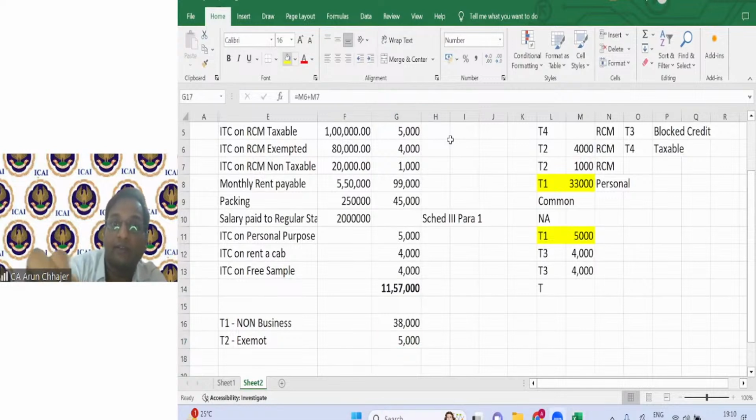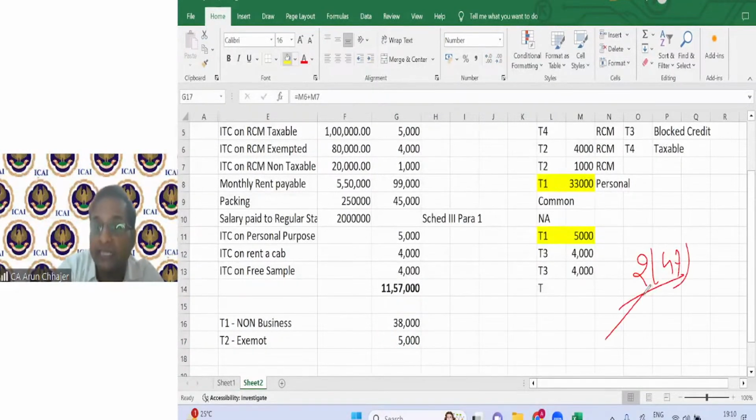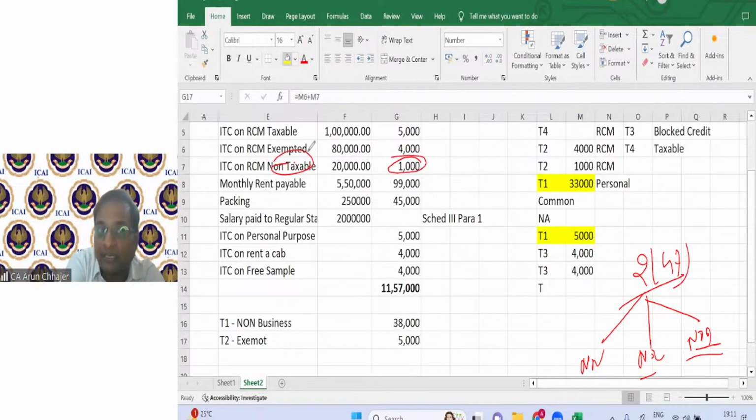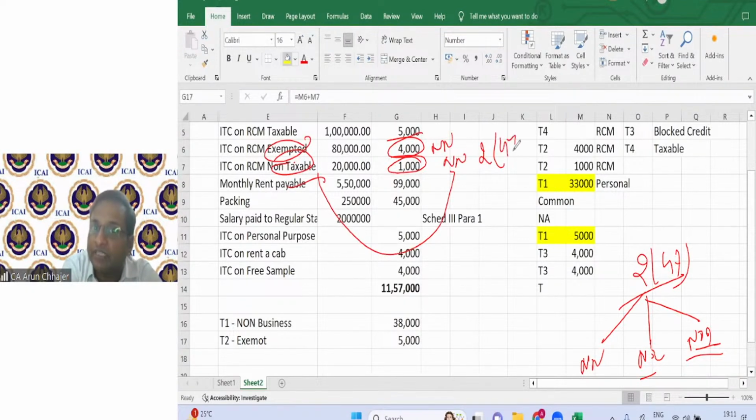Section 2 clause 47. You remember Section 2 clause 47? Exempt supply includes three items: exempted by notification, nil rate of tax, and non-taxable supply. So here, if it is non-taxable, then it is also exempted. Exempted by notification is an exempt supply. Non-taxable is also an exempt supply by virtue of the definition given in Section 2 clause 47. How much is it? 5,000.